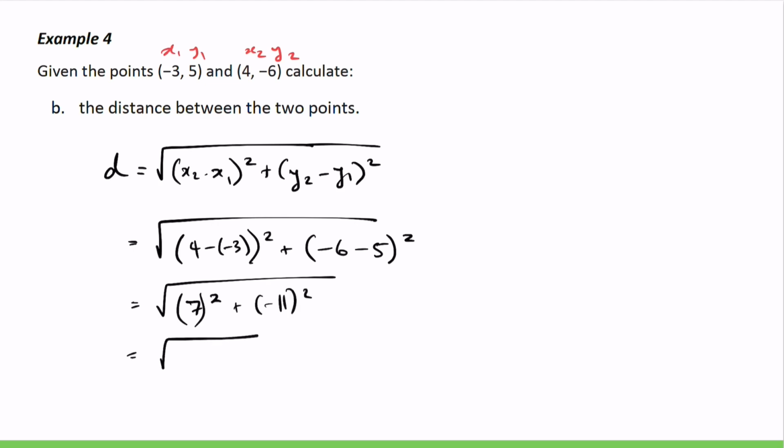And then we just need to square those, so 7 squared is 49, 11 squared is 121. And then when I add that together, that's root 170. Of course, if you can simplify that, you would, but in this case, you can't.